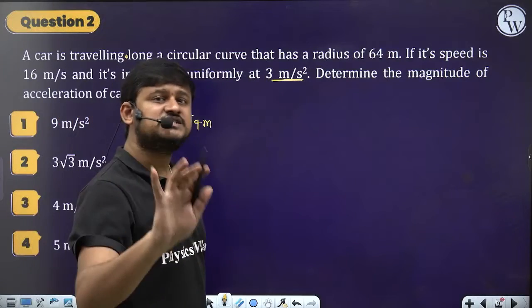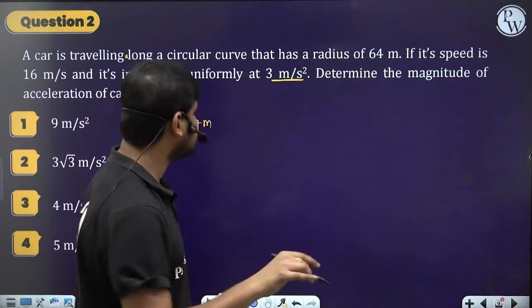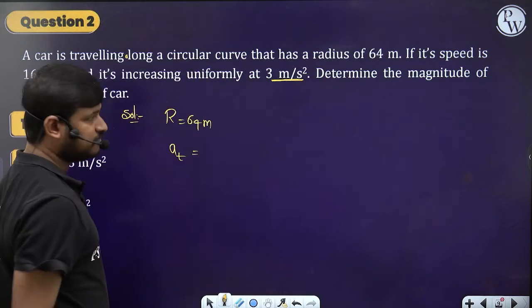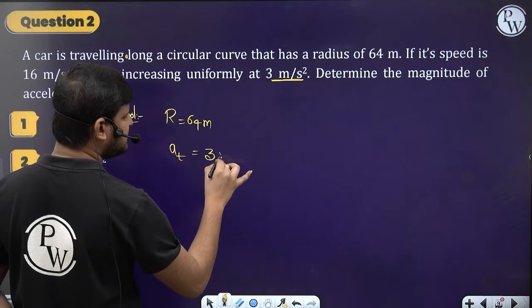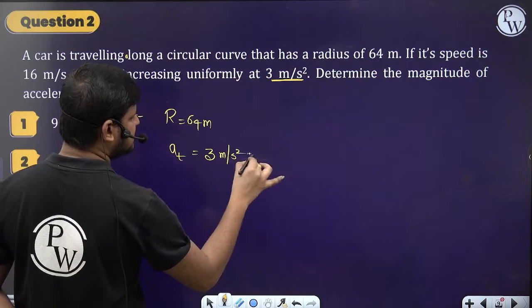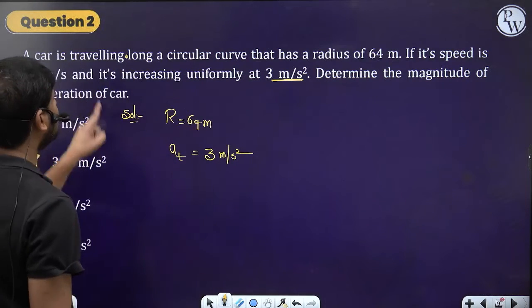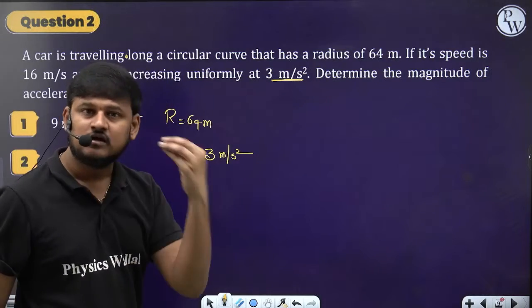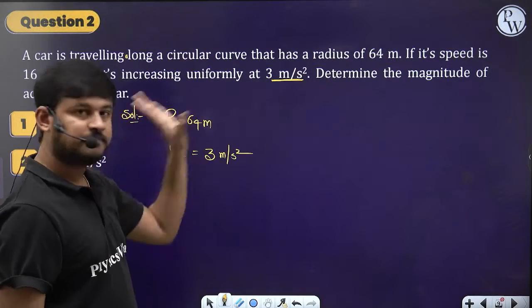If the speed is changing, what acceleration is it? The tangential acceleration, I can say. So the tangential acceleration is given as 3 meter per second square. The acceleration due to the increase in speed is obviously the tangential acceleration, right?